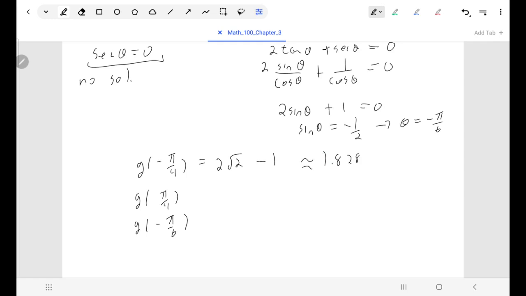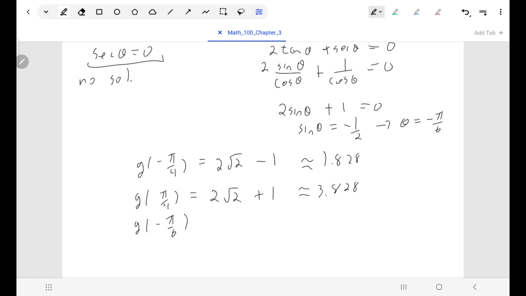And that's about 1.828 thereabouts. G of pi over 4, putting in pi over 4 for secant, that's root 2 again. And putting pi over 4 in for tangent, that's +1. So 2 root 2 plus 1, that would give me 3.8 thereabouts.